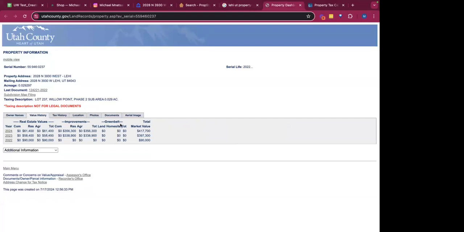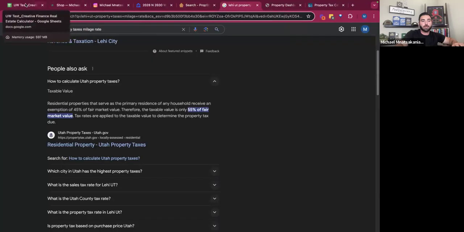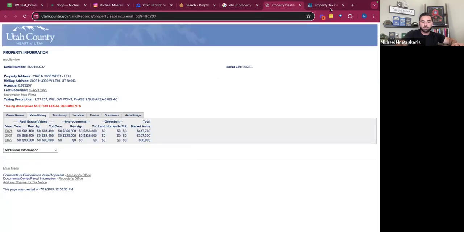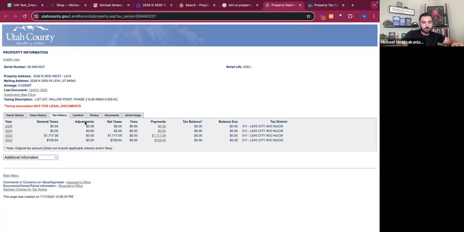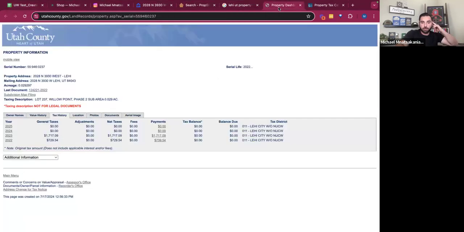Okay. So if it's 397,300, we can put that here. In the calculator, there's a spot for this. 397,300, and the taxes that they paid, 1,709. Which is 0.432%. That is what we saw, is it not?